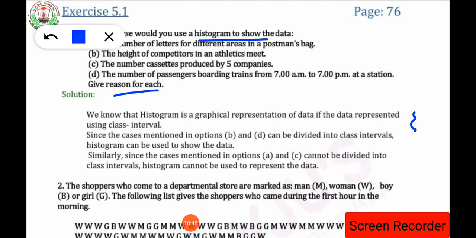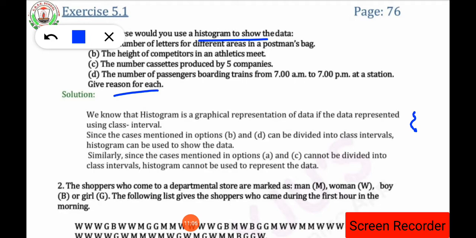Then the second, the number of passengers boarding a train from 7 a.m. to 7 p.m. at a station. Again we will get the graph data from 7 a.m. to 7 p.m., showing how many passengers are going in the train. That data we will get.